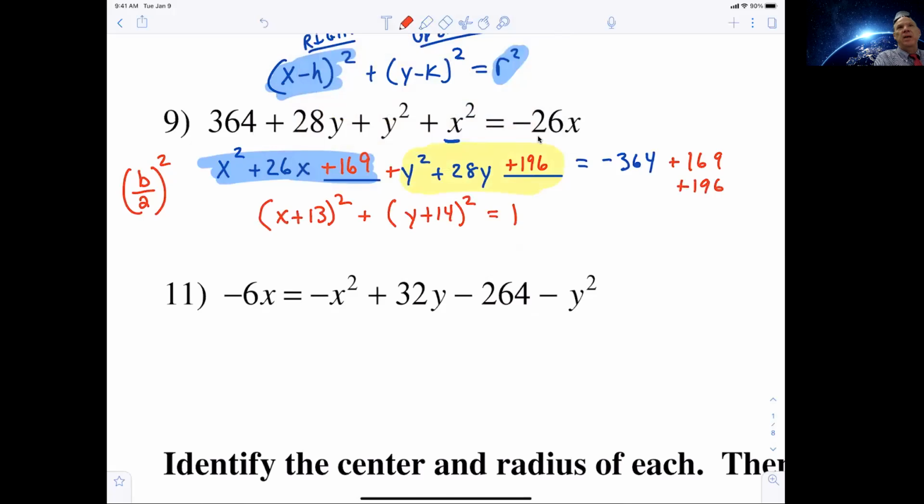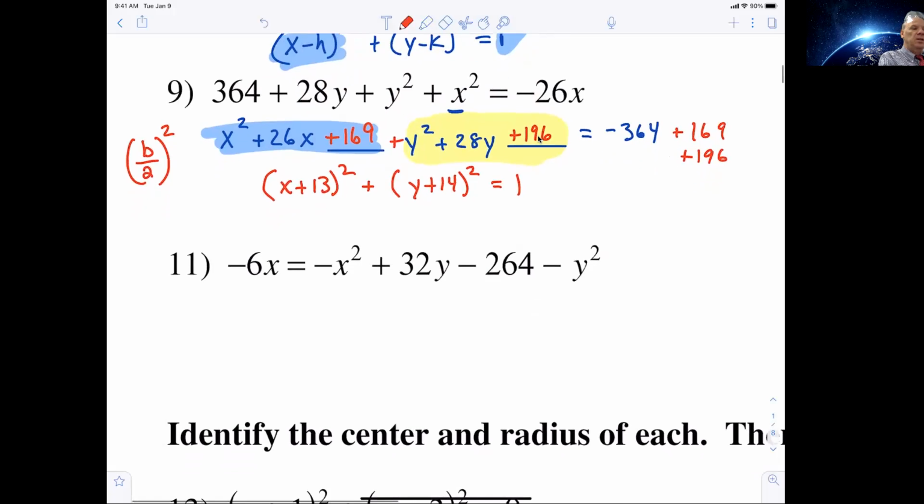Now again, I'm not saying that's hard math, but for whatever reason, that's a hard process. That's why we're going to practice quite a bit, so you can remember the process. Now from there, you can say that the center of the circle is located at what? Negative 13, negative 14, and it has a radius of what? 1. Yes.